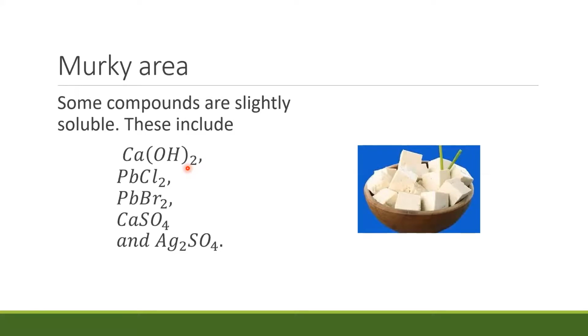Calcium hydroxide is actually the main thing that you use when you make tofu. That's why I've got a picture of tofu here. And so it is important to have this be dissolvable in water, or else you wouldn't be able to get it to go onto tofu. So kind of, but it's sort of in that gray area.